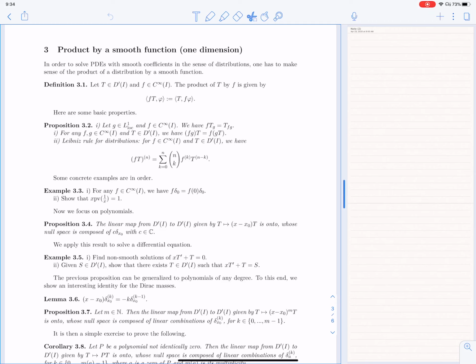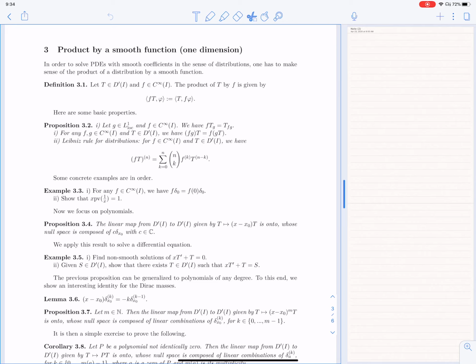Hello everyone. In this lecture, we are going to consider multiplying a distribution by a smooth function. The space dimension will still be 1 for the sake of simplicity. So in order to solve a PDE with smooth coefficients in the sense of distributions, one has to make sense of the product of a distribution by a smooth function.